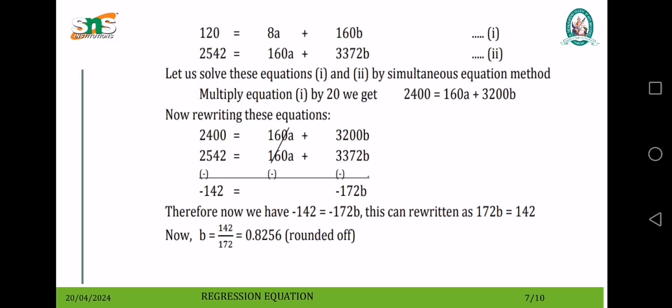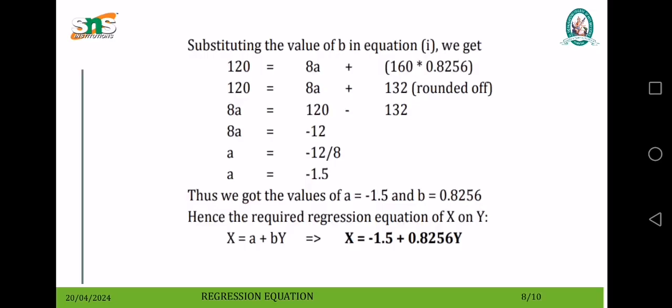Let us solve equations 1 and 2. We get b is equal to 0.8256, and substituting the b value in equation number 1, we get a equal to minus 1.5. Thus we got the values a is equal to minus 1.5 and b is equal to 0.8256. Hence the required regression equation of x on y, x is equal to a plus by, is x is equal to minus 1.5 plus 0.8256y.